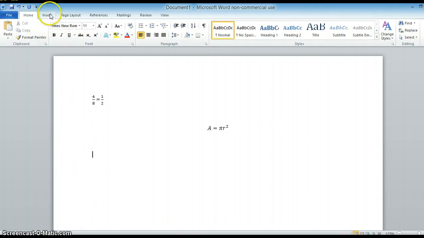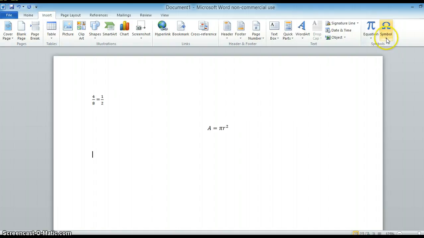Let's go back to the Insert. Now I want you to go to symbols. Symbols, and you see this right here? That is pi. So let's put pi right there. And then let's say we know our radius is equal to 4. So we know r is 4.